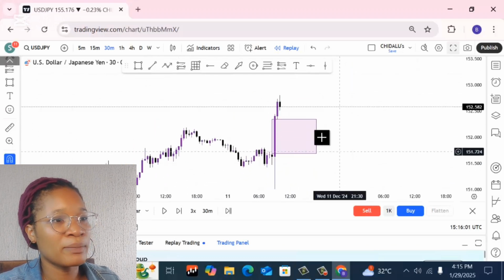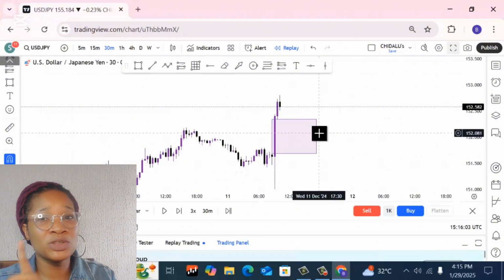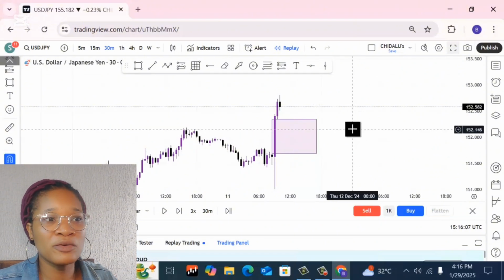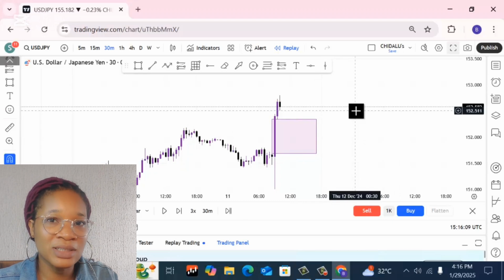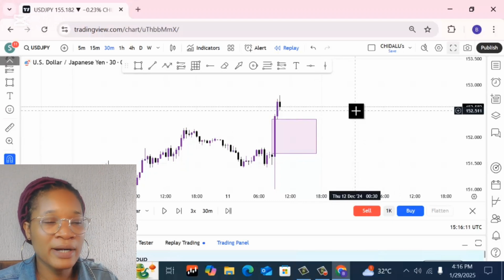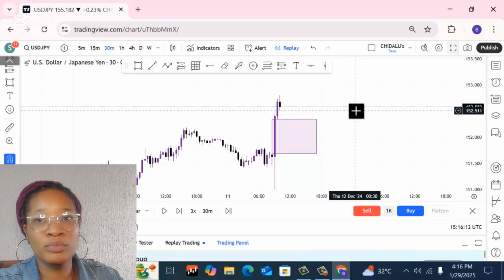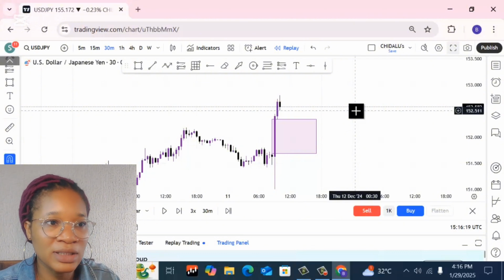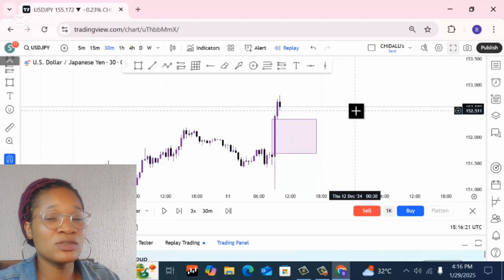How do I know that price is going to come back here? First and foremost, we should establish that any fair value gap I'm looking for in an uptrend has to be in line with the trend, which is an uptrend. So I'm looking for a bullish candle. The space between a very large bullish candle is what I'm looking for in an uptrend. The reverse is the case if this were to be a downtrend.